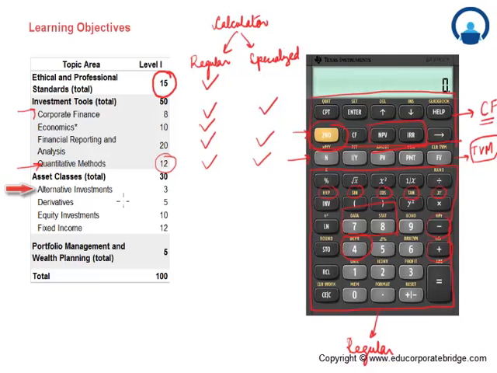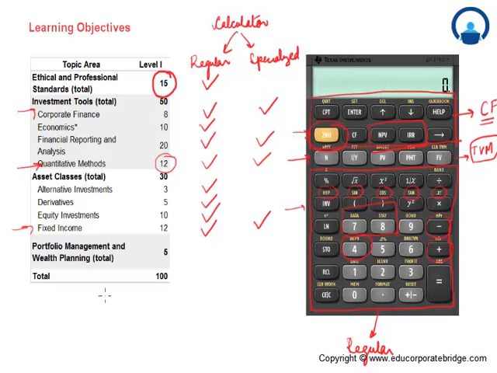Now coming to alternative investments, a regular usage would do. Derivatives, a regular usage would be fine. Equity investment, a regular usage would be okay. As well as fixed income, you may note that in fixed income a regular usage of the calculator with this chunk here would be absolutely okay. But in addition to that, there are certain elements of bond-related calculations which you can also do. So we'll discuss this as well in our scheme of things.